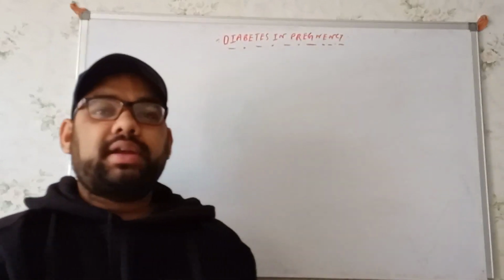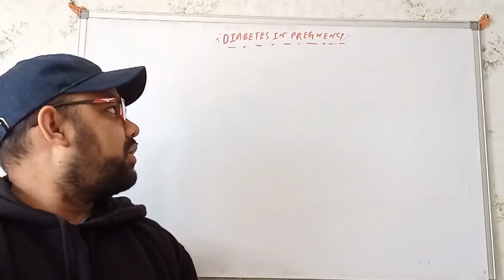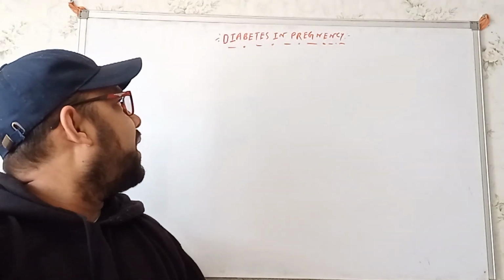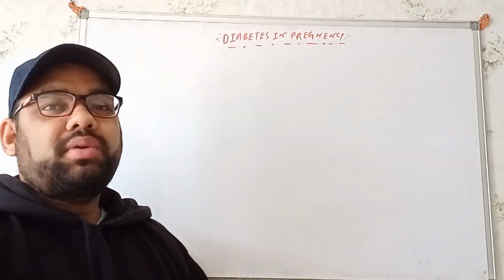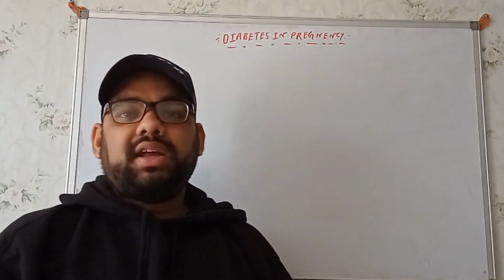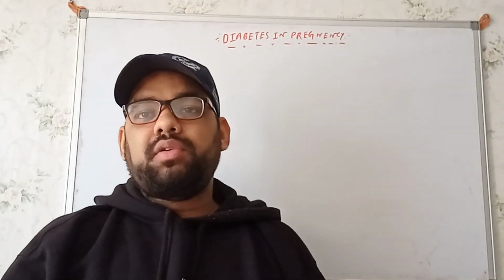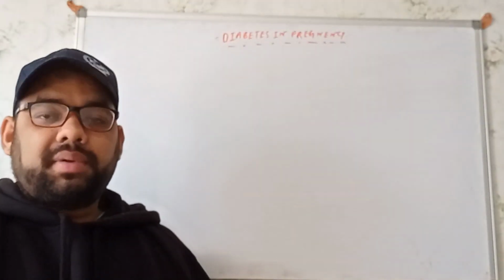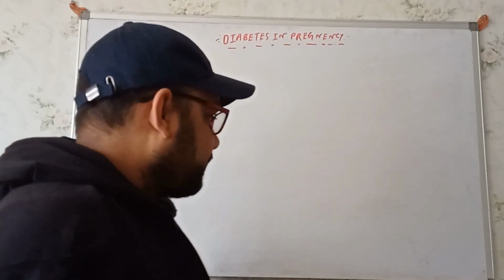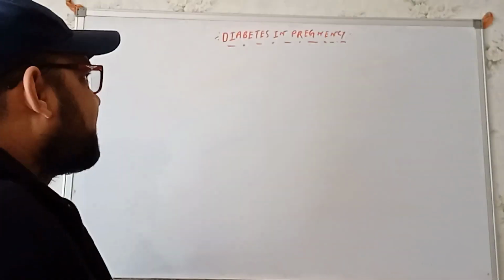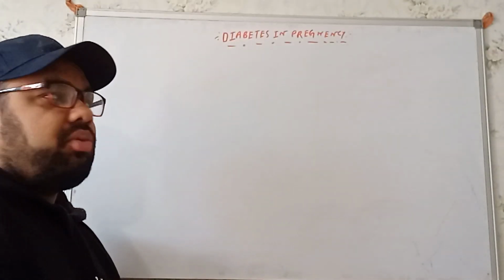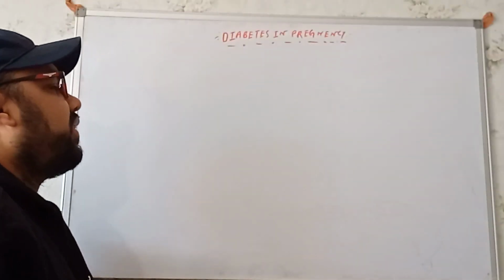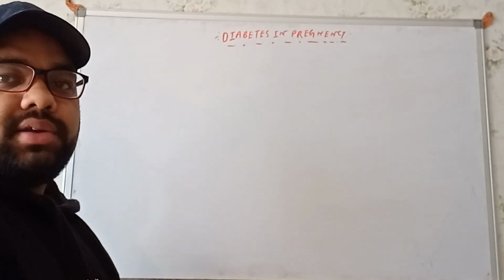Today we'll talk about diabetes in pregnancy. It's one of the important topics regarding gynecology and obstetrics. Diabetes in pregnancy can be seen in a woman in two stages: diabetes that existed before pregnancy, or diabetes that is found after pregnancy. Whenever we say the term diabetes in pregnancy, basically we are defining gestational diabetes mellitus.